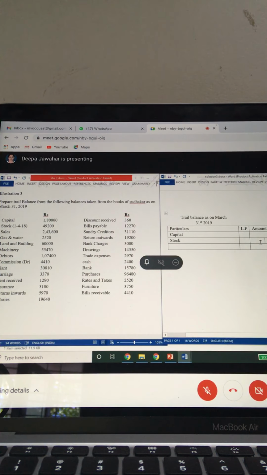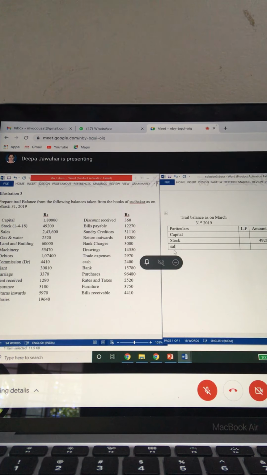Stock is an asset, same as an asset. So stock is a debit balance. 49,200 stock.